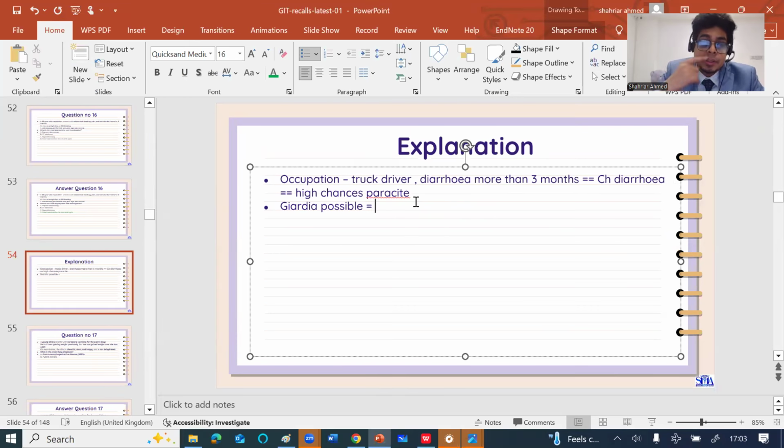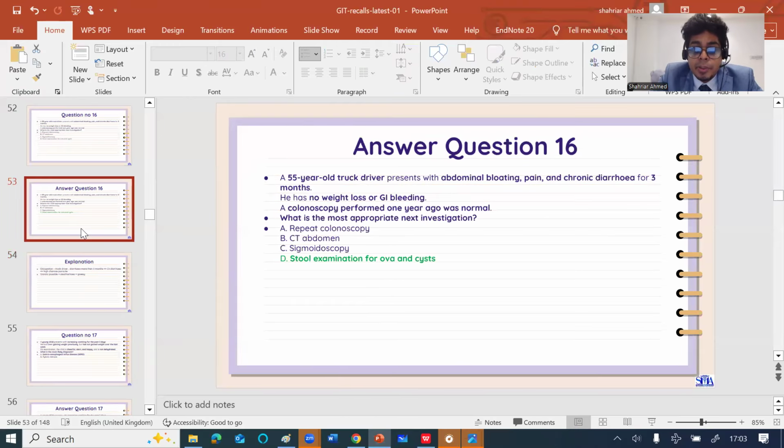It usually presents with steatorrhea, more chances. So stool which floats on the toilet, greasy stool. These are more of the common features.